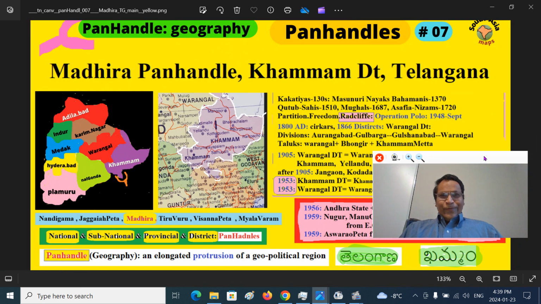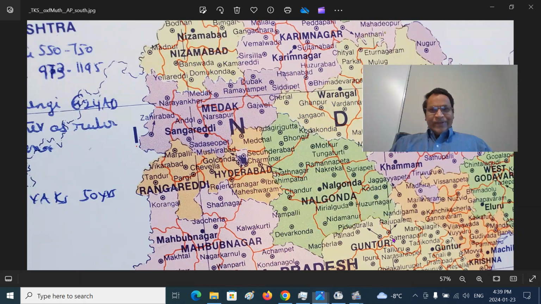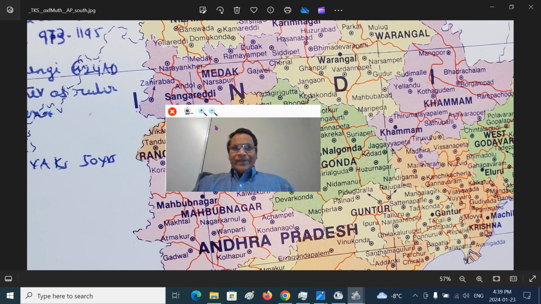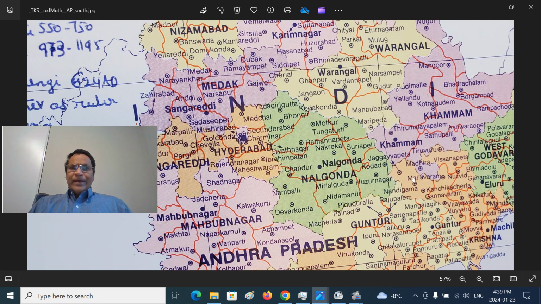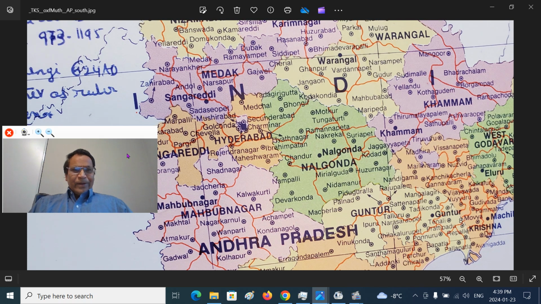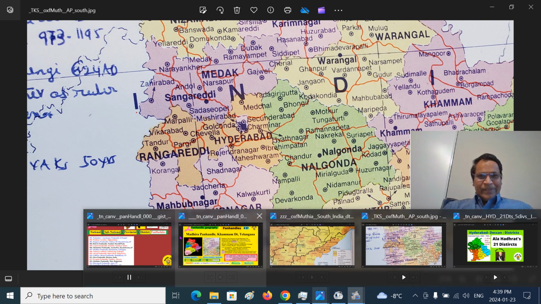So we look at the historical. Before that, you can also look at some of the prominent features at that time. You can see this is the Khammam district. This is the Madhira panhandle. We will come back to that once we finish it, so that things will be very clear from the broader perspective.